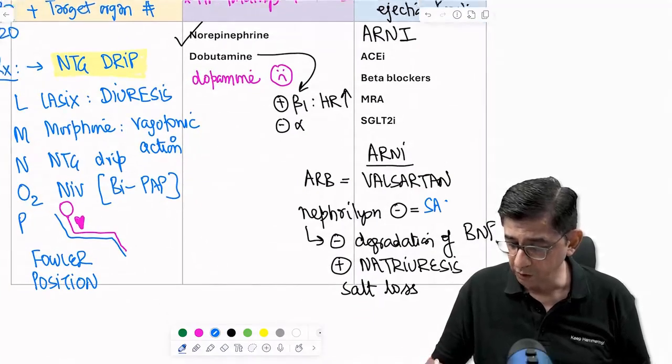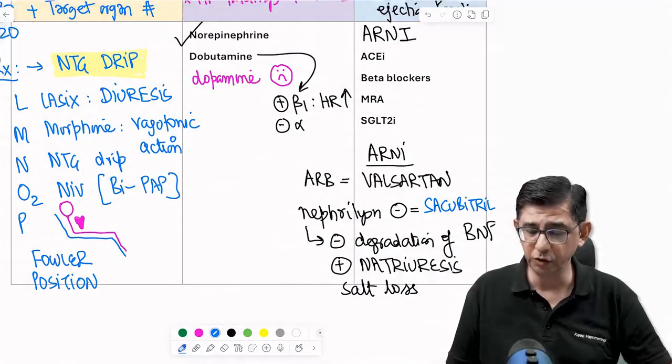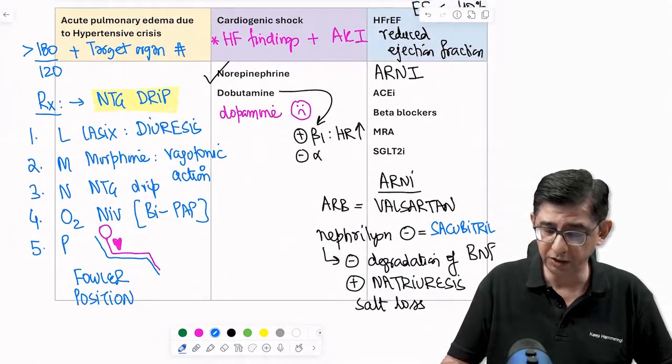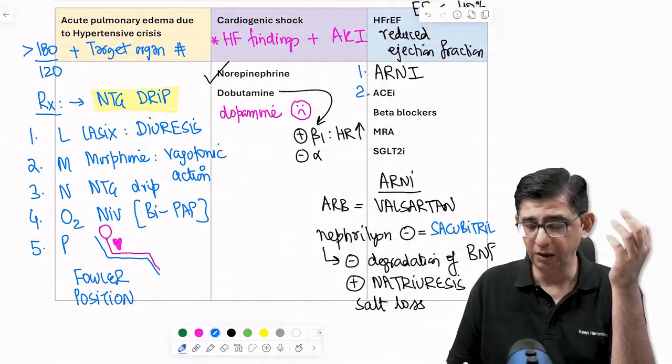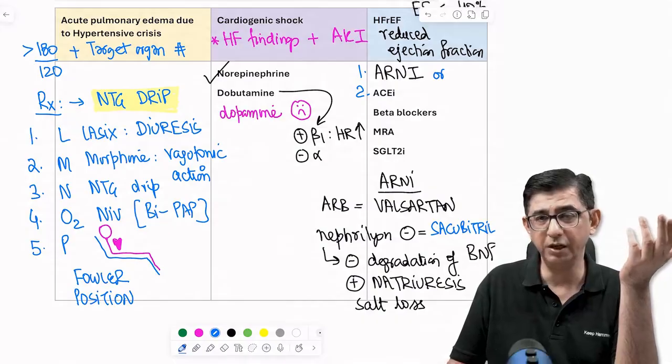So one, you need to remember that valsartan and sacubitril are the major mortality reducing drugs for patients who are having a presentation of heart failure with reduced ejection fraction. This is the single best answer. If this is not in the options, then you will answer ACE inhibitors. It is not both of them. Either it is ARNI or it is ACE inhibitors that can be given.